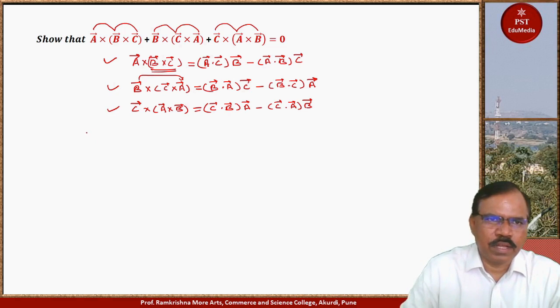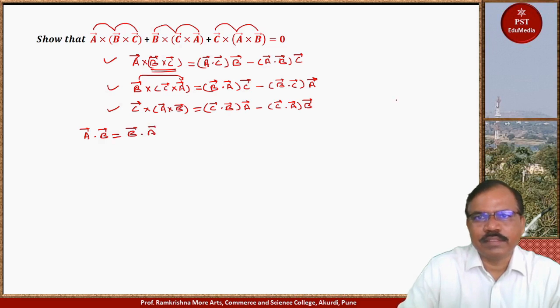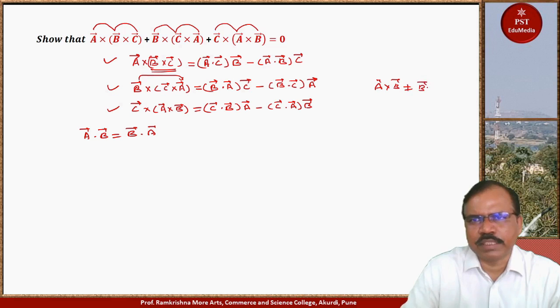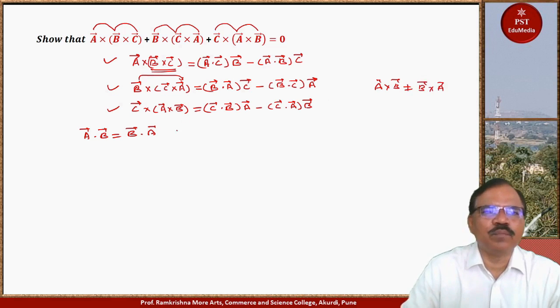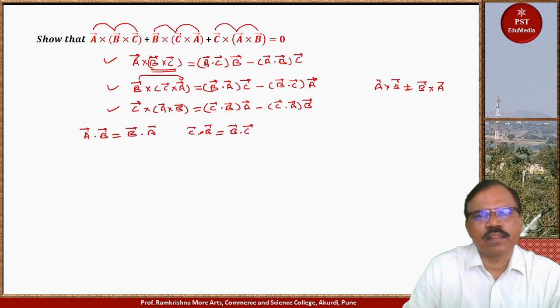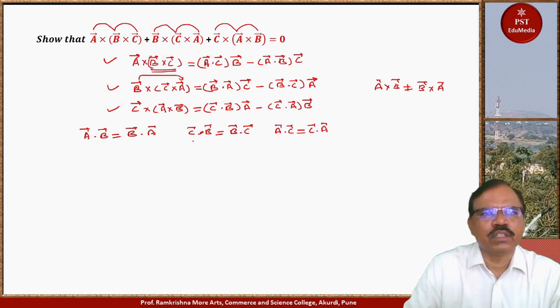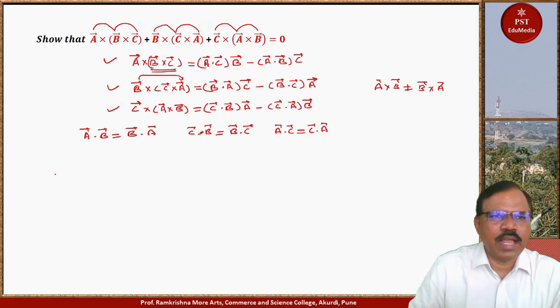Now we know A dot B is equal to B dot A. See here, A cross B will not be equal to B cross A, but A dot B will be equal to B dot A. Similarly, C dot B will be equal to B dot C. Then A dot C will be equal to C dot A. So add these three.